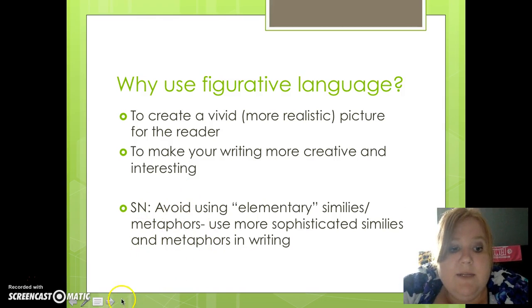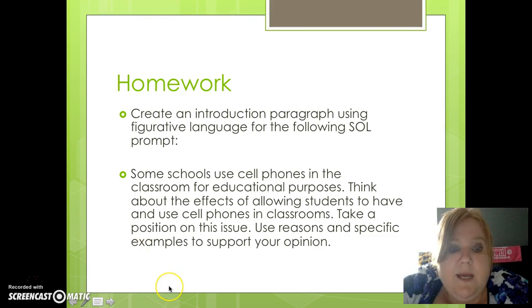Your homework assignment tonight is going to be create an introduction paragraph using figurative language for the following SOL prompt. Whatever type of figurative language that you want to use is totally up to you, but I would experiment with different types. Here is your SOL prompt. Some schools use cell phones in the classroom for educational purposes. Think about the effects of allowing students to have and use cell phones in classrooms. Take a position on this issue. Use reasons and specific examples to support your opinion.